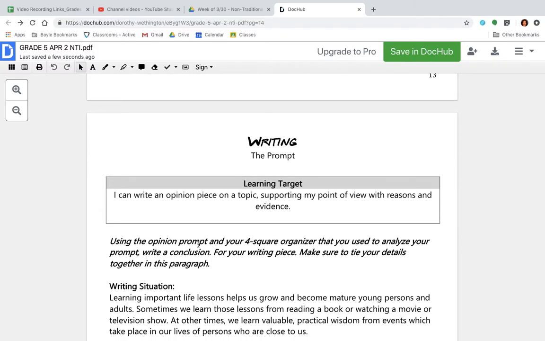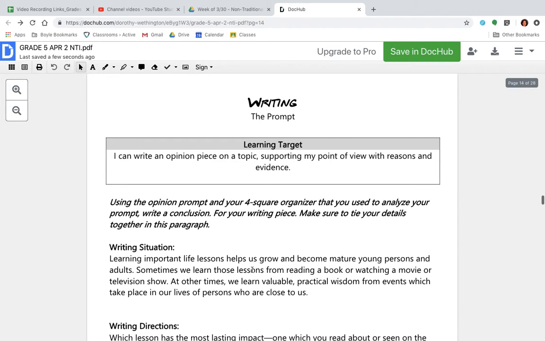Using the opinion prompt and your Foursquare organizer that you used to analyze your prompt, write a conclusion. For your writing piece, make sure to tie your details together in this paragraph.